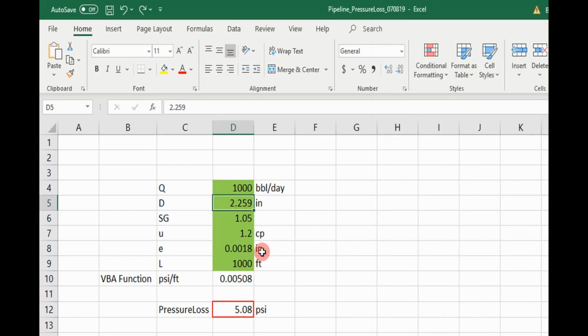Now we can test out different values with our VBA code. What if it's a 2,000 foot long pipeline? Bang, we have a higher pressure loss. What if we have a smaller pipeline diameter? This is my inner diameter. Whoa, that's a large pressure loss. So see, you can play with these values and you can use this in a real world application.